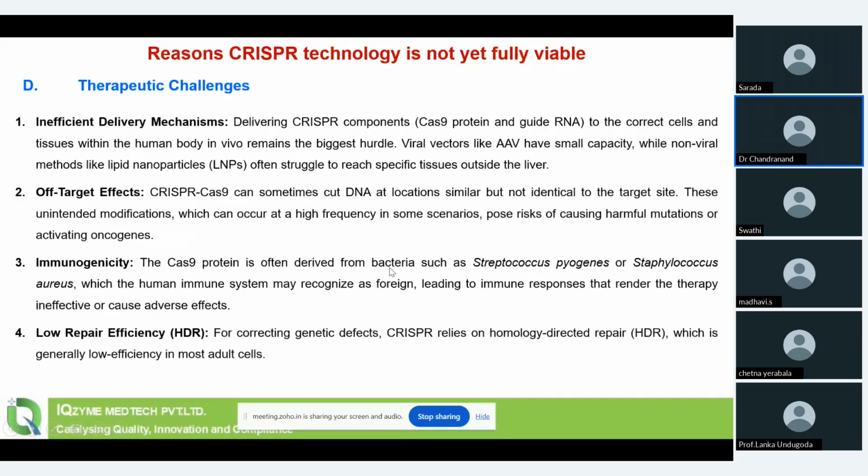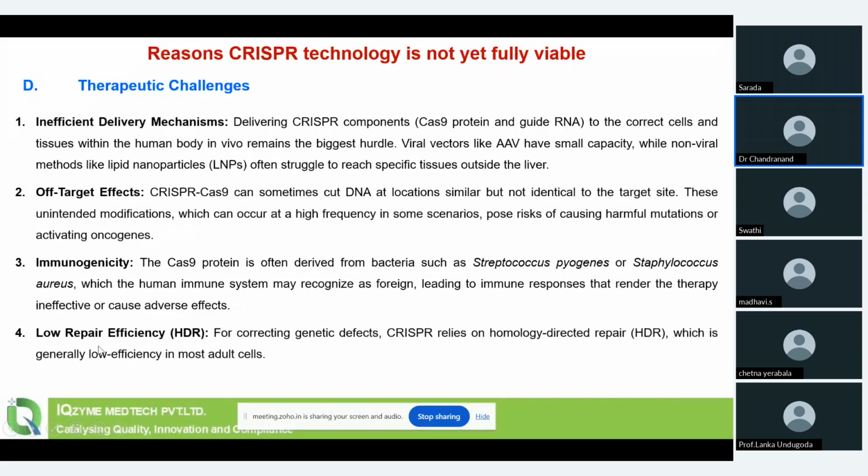This isn't a new problem. It is well known to all of us, such as, for example, in staph or strepto, which the human immune system recognizes as foreign, leading to immune responses that render the therapy ineffective or cause adverse effects. So when you are extracting Cas9 protein from bacteria such as these, the human body thinks, okay, it is a new thing which we need to deal with, and the attack happens, the immune response happens from the human body, and then any therapy to counter this fails.